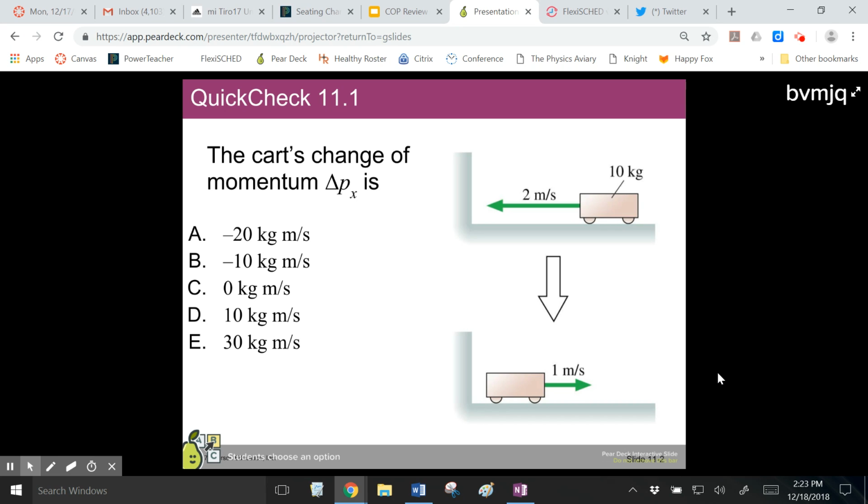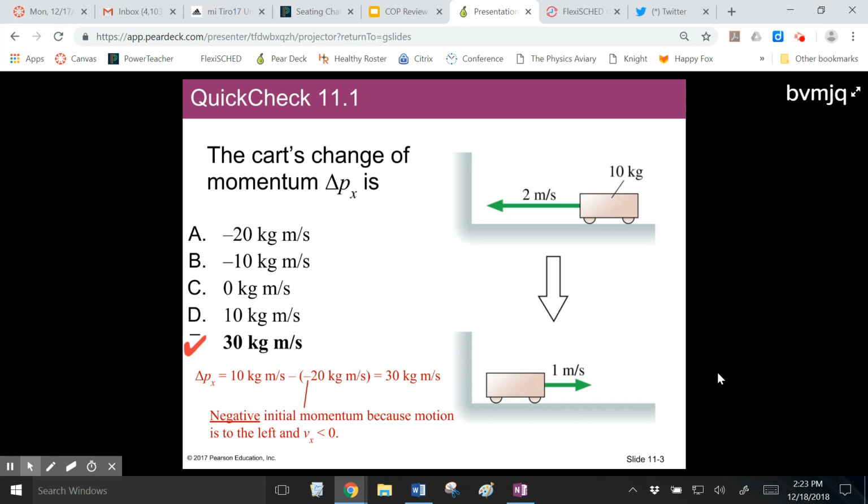This is the tricky thing they try to throw at you. They give you the speeds. It's going 2 that way, then it's going 1 that way. That's a difference of 3 meters per second in terms of velocity. You got 10 kilograms there, so 30 kilogram meters per second.